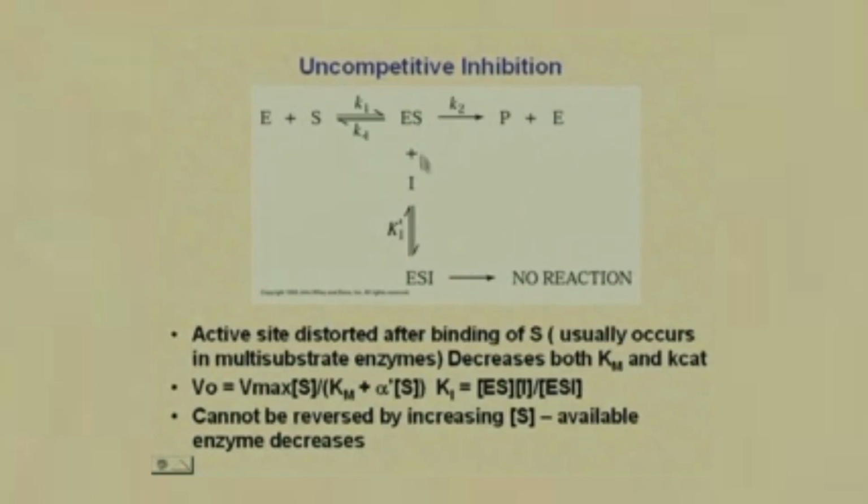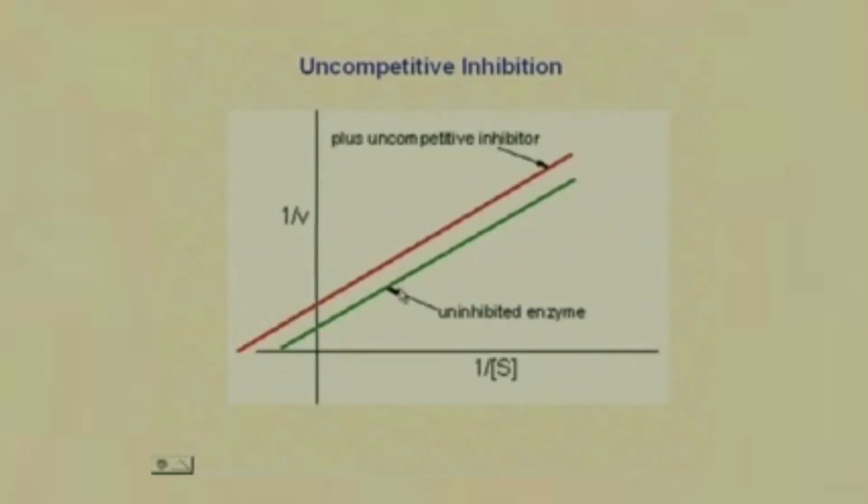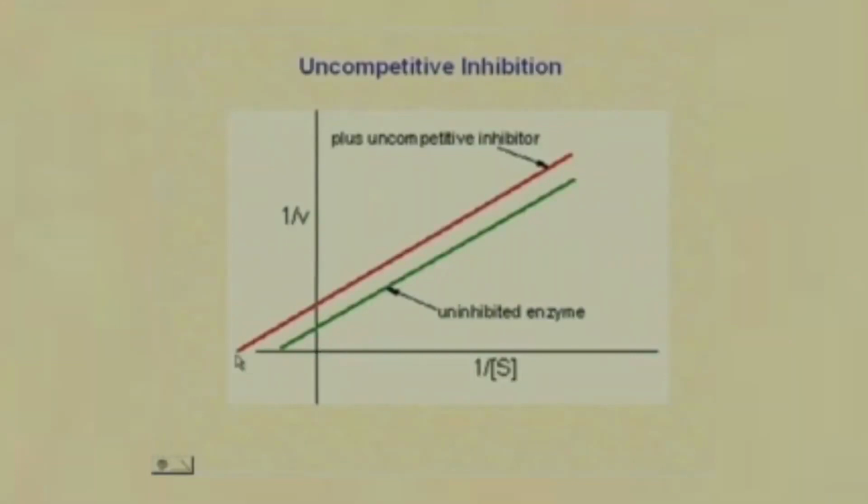Okay? So, what do our kinetic curves look like for uncompetitive inhibition? It is going to be a parallel line. Why? First of all, you know that this red line, that is the line with the inhibitor, is always above the uninhibited enzyme because the reaction is now slower. But what happens to our Km? What has happened to our Km?